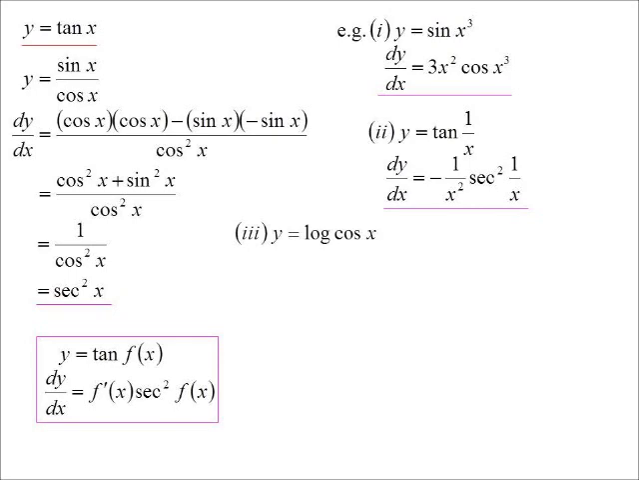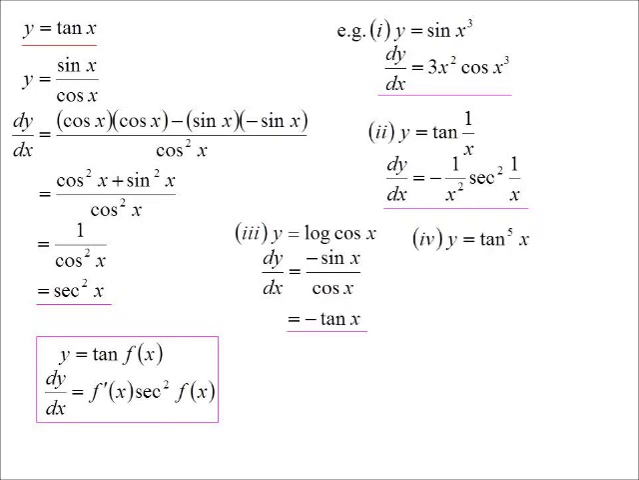The log of cos x. So it's actually a log function that I'm differentiating. The function is cosine x. So when we differentiate logs, we said it's the derivative on the function. The function is cos x. So the derivative of cos x is minus sine x on the function's cos x, so we get minus tan x.